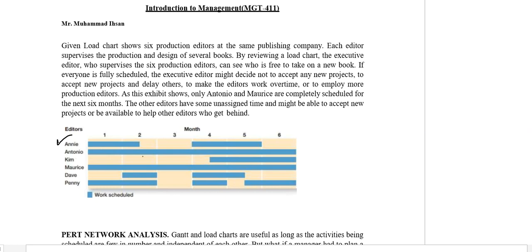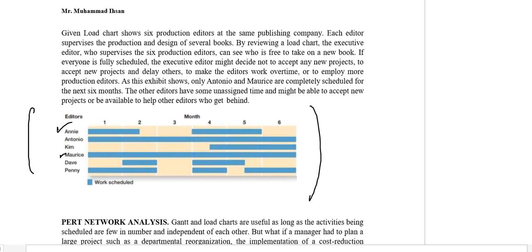Antonio is engaged throughout the 6 months. Kim is free in the first, second and third month. The load is given to Kim after 3.5 months. Same as Antonio, same with Morris, where Morris is engaged or has a workload for the whole 6 months. So this is the way we can manage the load of different employees, and we can make a chart.